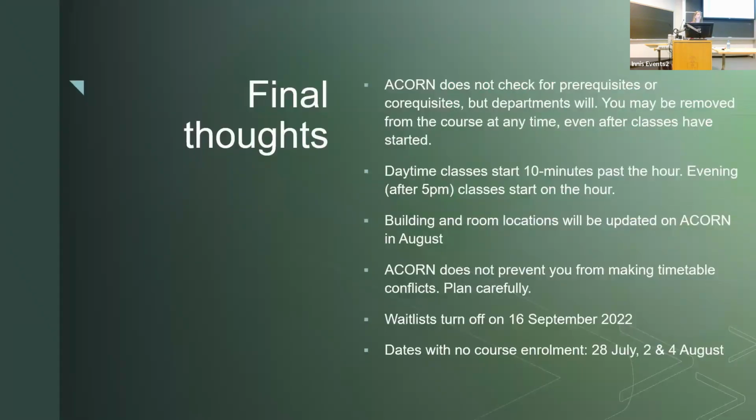Acorn doesn't check for prerequisites or co-requisites. You could actually add yourself to an upper year course for which you're not eligible. The departments will check, and they will unceremoniously remove you from the courses whenever they discover it, even after it's too late to add additional courses to your schedule. So you're responsible for making sure that you're eligible to take the courses that you're enrolling in.